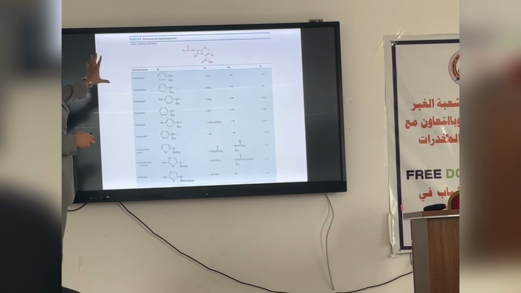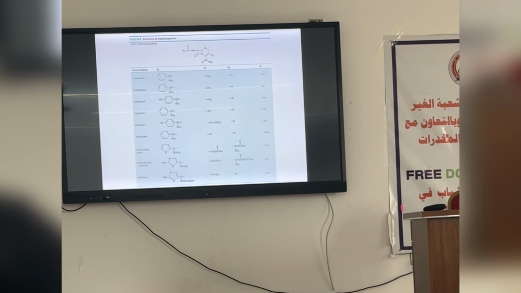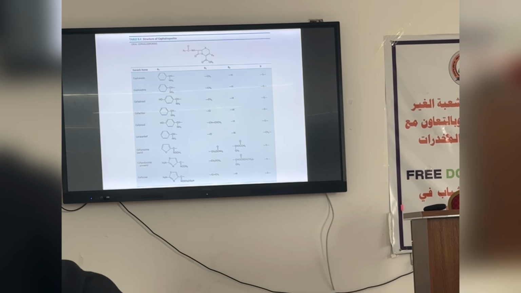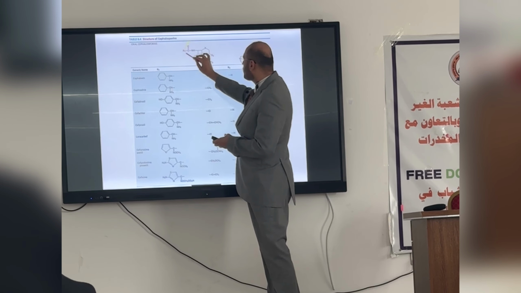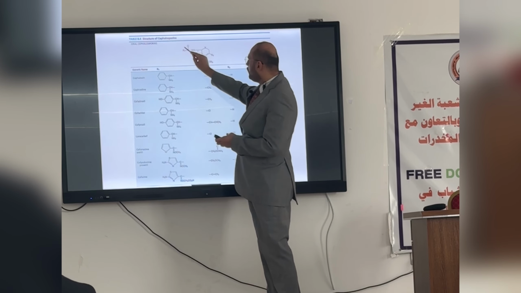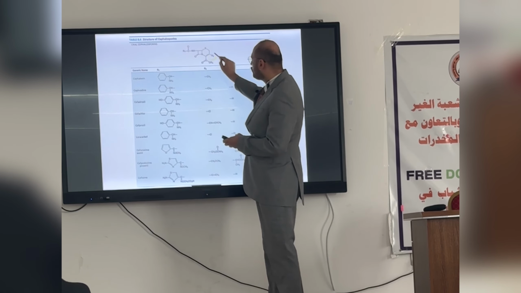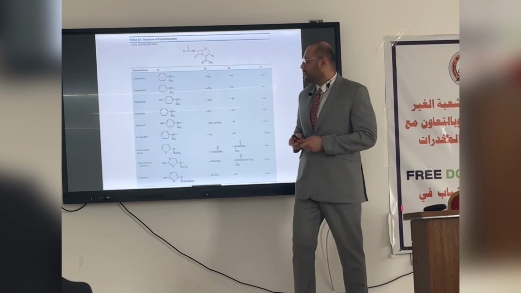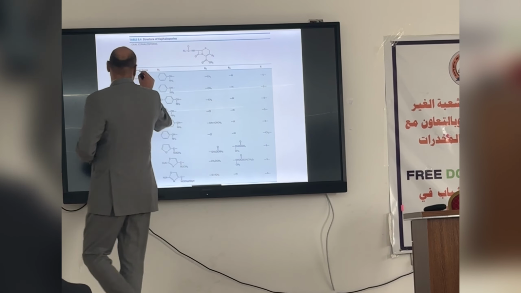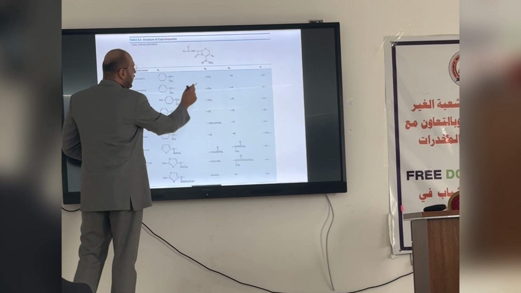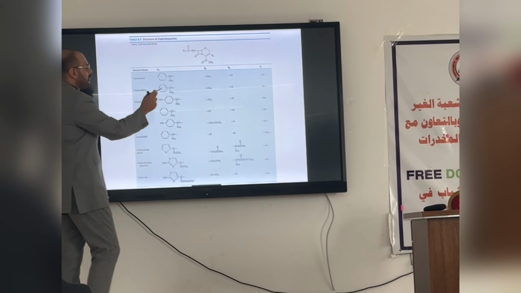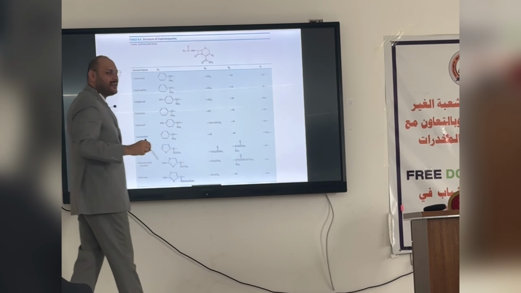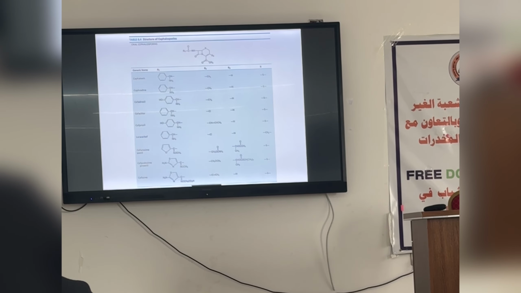Here we have this table, the last slide. As you see, here we have the core region, the basic ring. We have R1 and we have R2. And as you see, here we have generic name. We have different R1 and different R2. Okay? Sometimes there is R3, but our focus is R1 and R2.